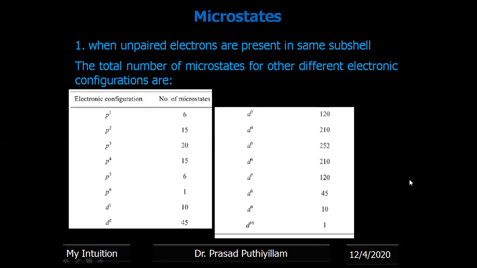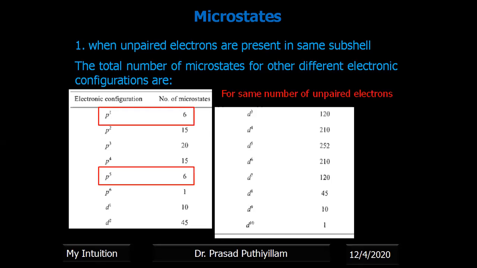The remaining values you can pause the video, take a snapshot and note down. Here we can observe that the same number of unpaired electrons, say P1 has 6 microstates, and similarly P5 has the same number of unpaired electrons. If you write the electronic configuration, we can check the number of unpaired electrons, not the total number of electrons, but how many unpaired electrons are there. Therefore we can say that for the same number of unpaired electrons, the number of microstates, the number of ways the electrons can be arranged, will be the same.